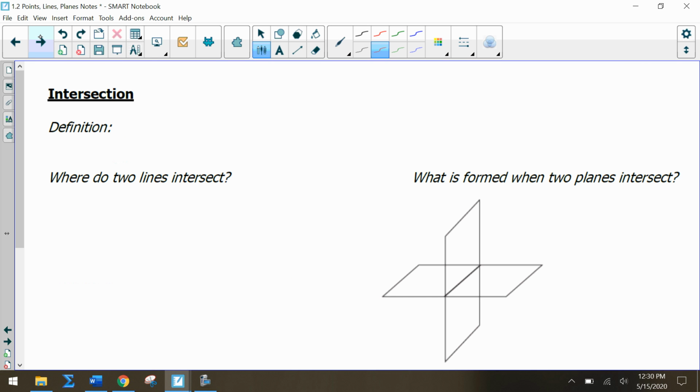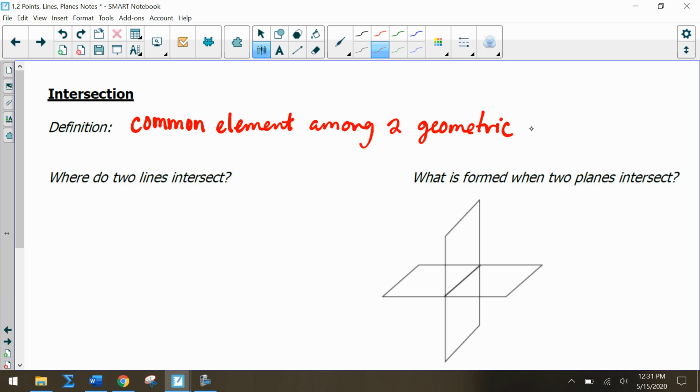Okay, an intersection. An intersection is a cross between 2 things. So 2 lines will intersect or 2 planes can intersect. So it is a common element among 2 geometric definitions. Okay, so we can have 2 lines intersect. So here are these 2 lines, and notice how these lines intersect in a point.